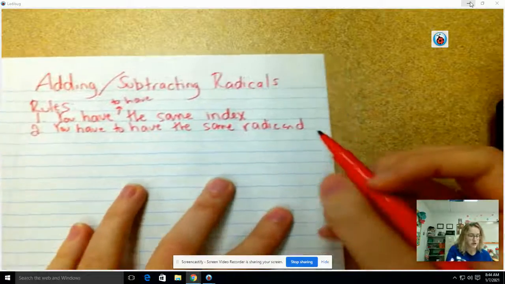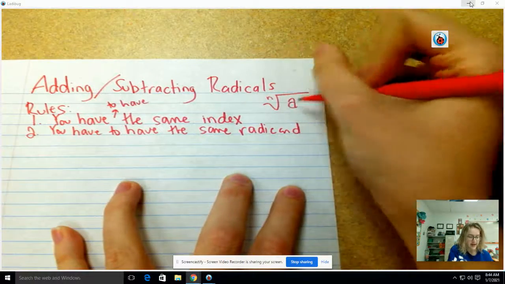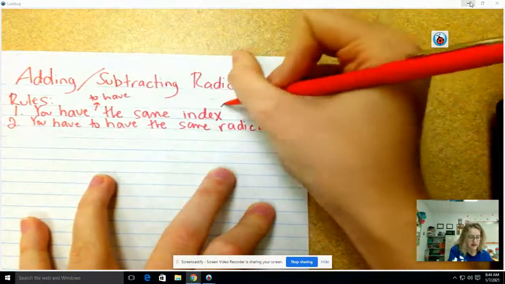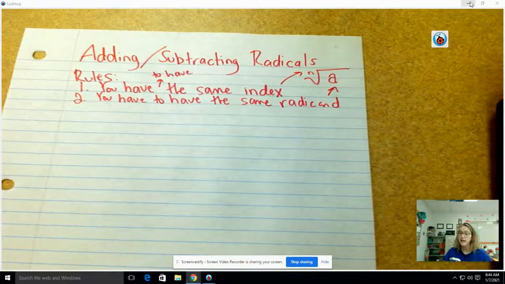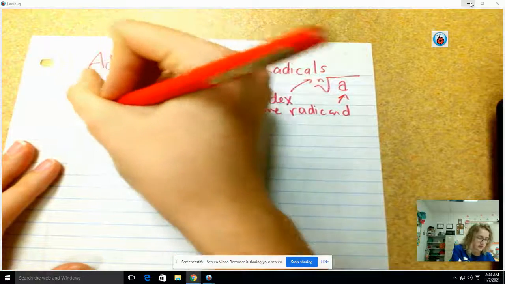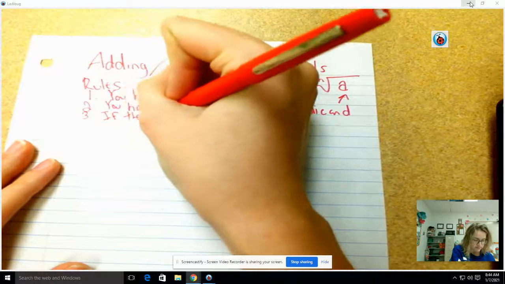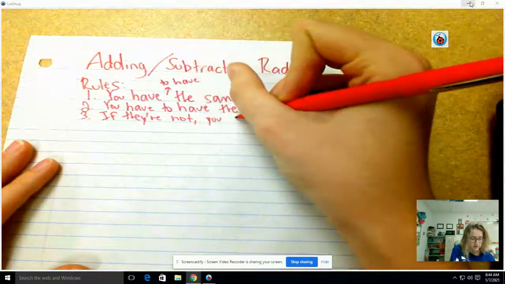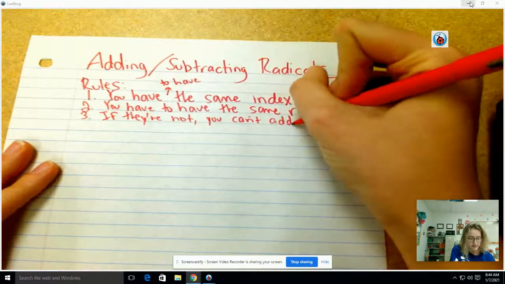As a refresher, if we remember, we had n and a. What's inside, that's called the radicand. The index is that little n on the outside. So those two things have to be the same in order to be able to add or subtract. So essentially rule number 3 is if they're not, you can't add or subtract.